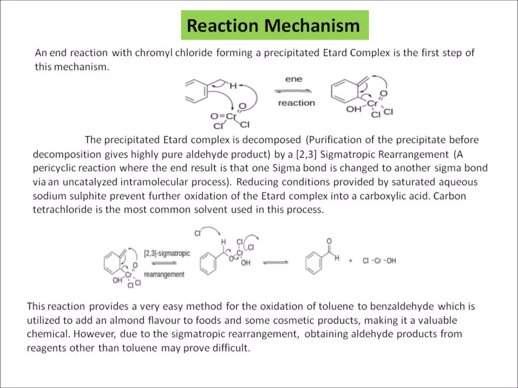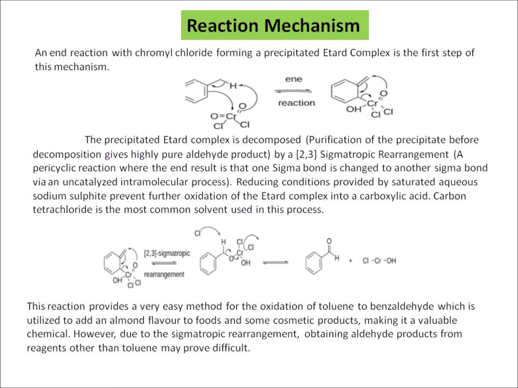The reaction mechanism of Etard reaction is an ene reaction with chromyl chloride forming a precipitated Etard complex is the first step of this mechanism. The precipitated Etard complex is decomposed by 2,3 sigmatropic rearrangement, a pericyclic reaction where the end result is that one sigma bond is changed to another sigma bond via an uncatalyzed intramolecular process.